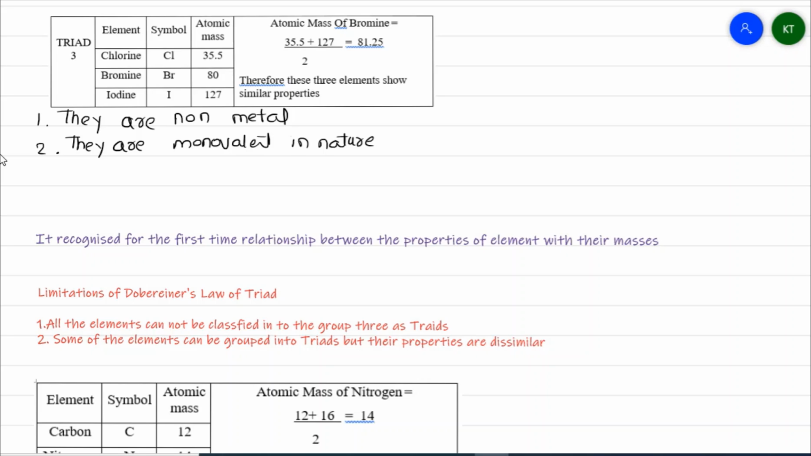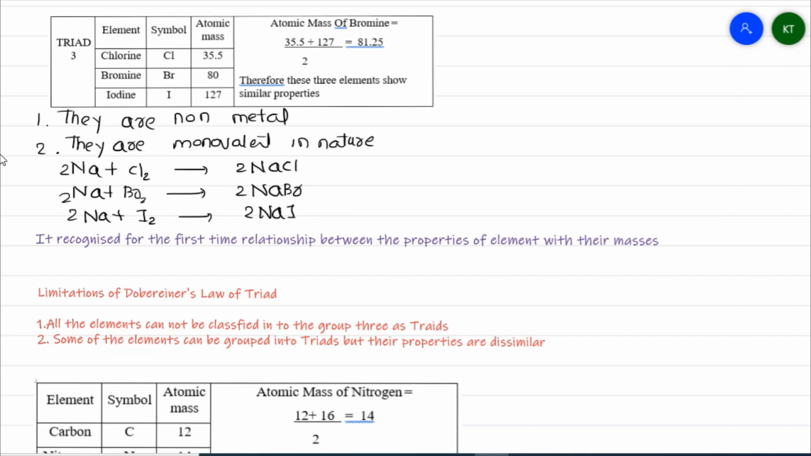Let us take a simple metal like sodium. I react it with chlorine, so I get the compound sodium chloride. Sodium reacted with bromine gives sodium bromide, and sodium reacted with iodine gives sodium iodide. Basically all these are salts: sodium chloride, sodium bromide, and sodium iodide. Here we observe that they combine with only one metal atom, so they are generally considered monovalent in nature.